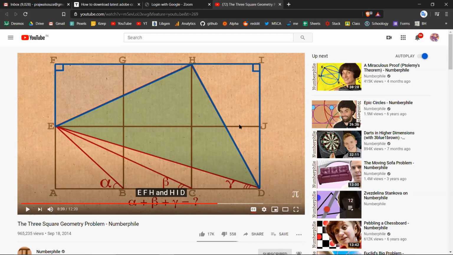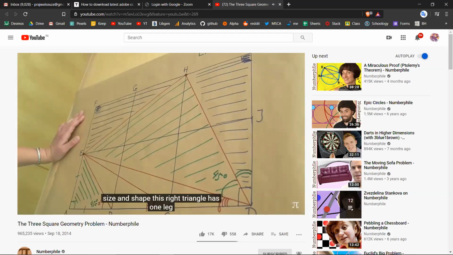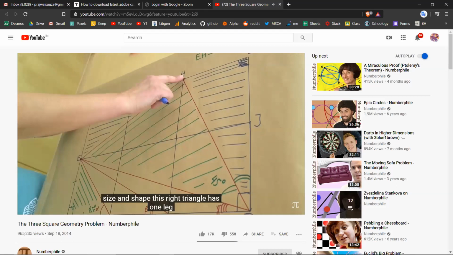FH and HID, the ones which I drew in blue, are right triangles because they have a right angle here coming from the top. But they are also exactly the same size and shape. This right triangle has one leg 2 and the other leg 1. And this one also has a leg of 2 and a leg of 1. Which means that they are the same size.